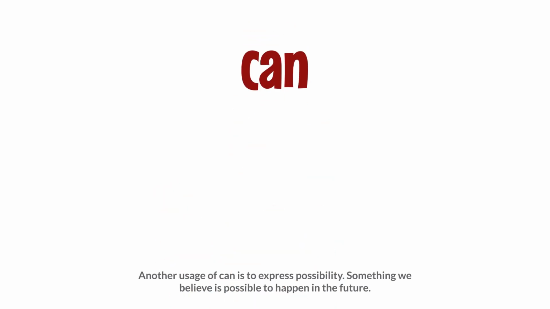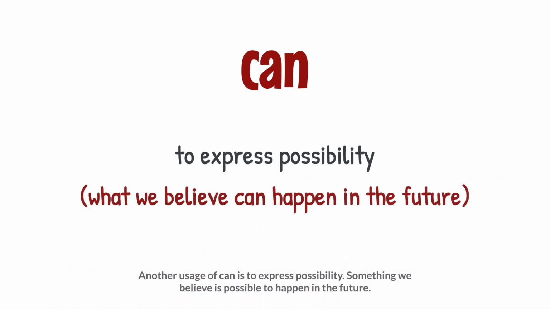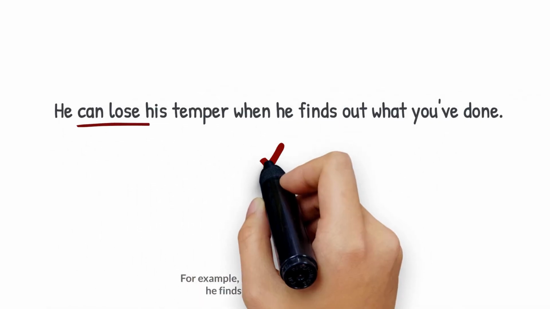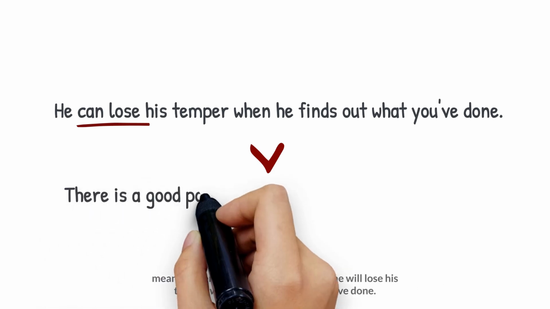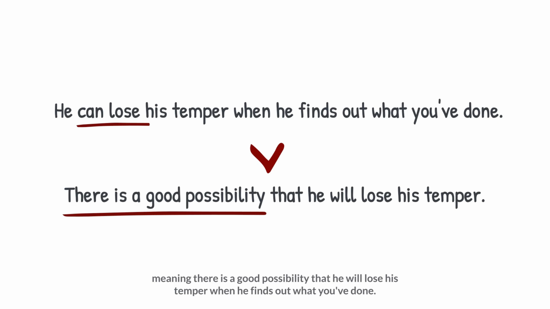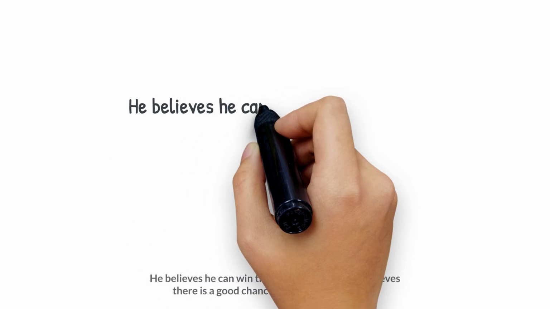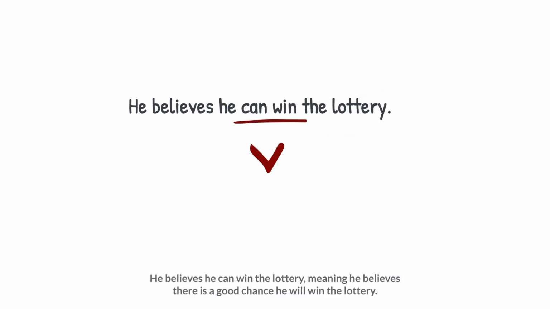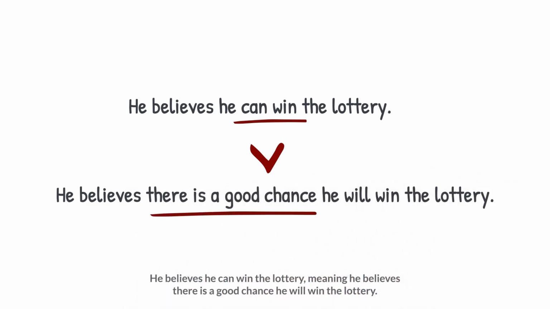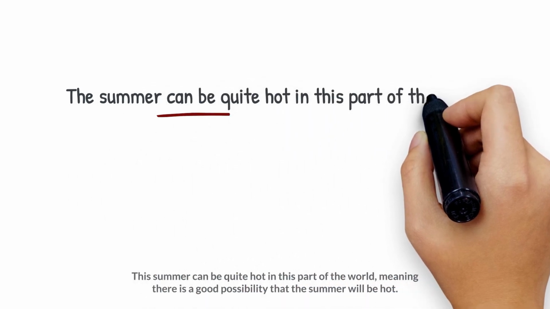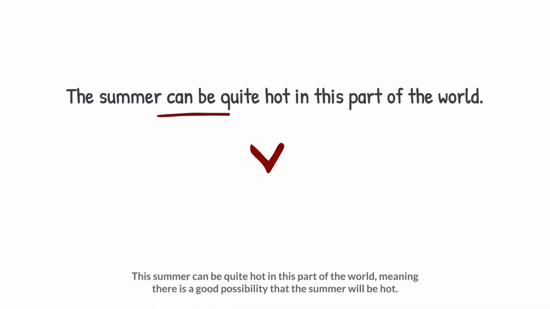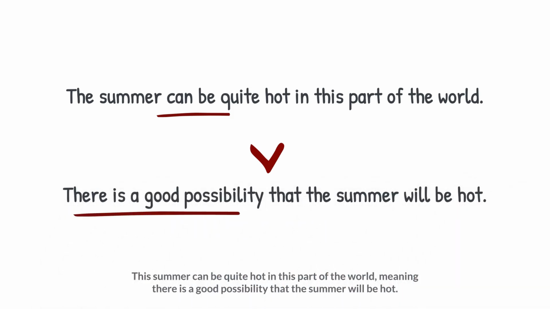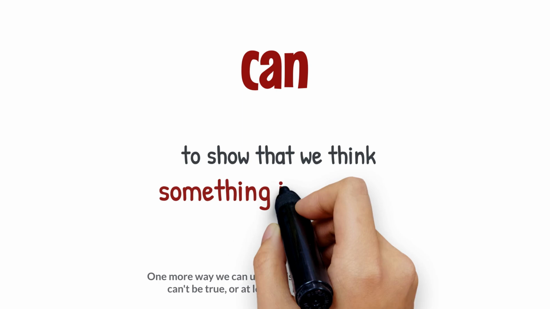Another usage of can is to express possibility, something we believe is possible to happen in the future. For example, he can lose his temper when he finds out what you've done. Meaning, there is a good possibility that he will lose his temper when he finds out what you've done. He believes he can win the lottery. Meaning, he believes there is a good chance he will win the lottery. This summer can be quite hot in this part of the world, meaning there is a good possibility that the summer will be hot.